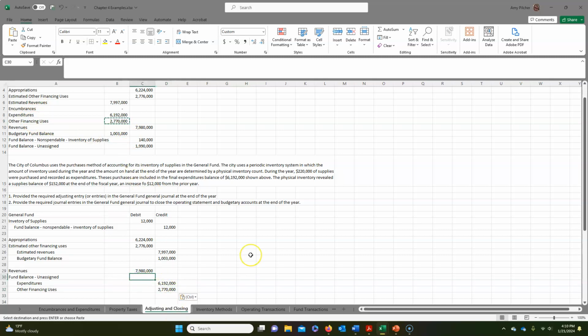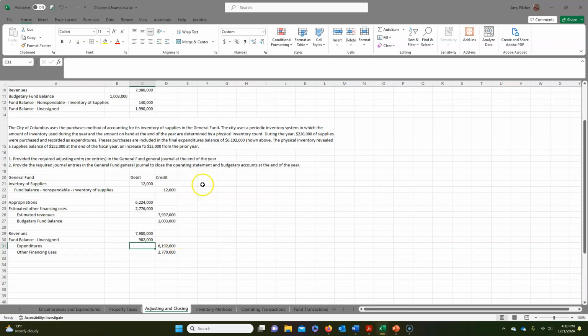Okay, so here we have debits have to equal credits, and so we use a plug here that goes into fund balance unassigned. So because we had total expenditures greater than revenues, we're going to reduce this fund balance unassigned in order to balance out the fact that our revenues were less than our expenses. Okay, and so those are the adjusting and closing entries.